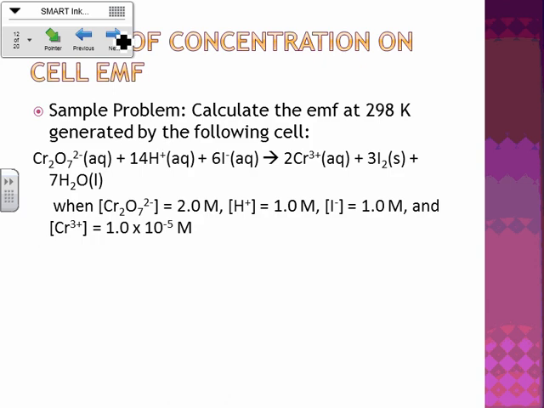All right. Calculate the EMF at 298 K generated by the following cell, and it's giving us some concentrations here. First thing we need to do here is figure out what's being oxidized, what's being reduced. And I just realized you don't have the chromate thing on your chart. I gave it to you on another set of notes.